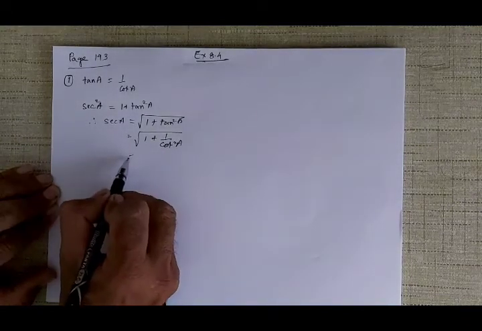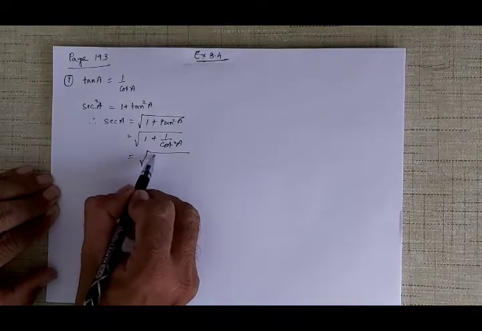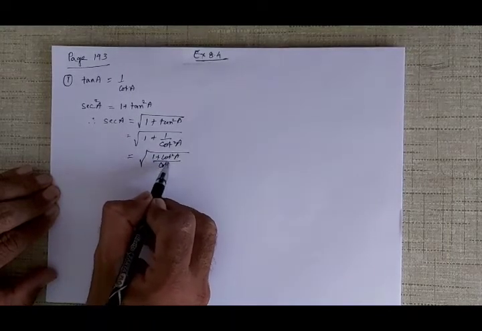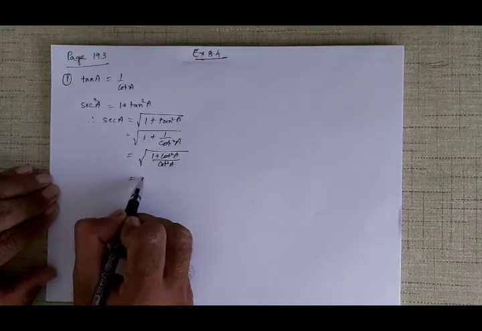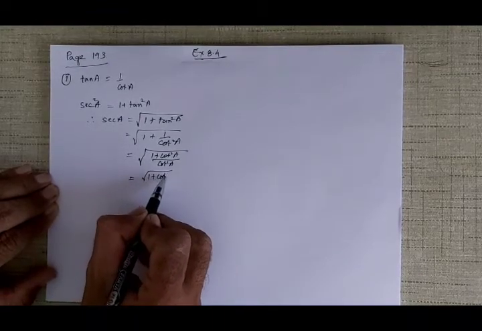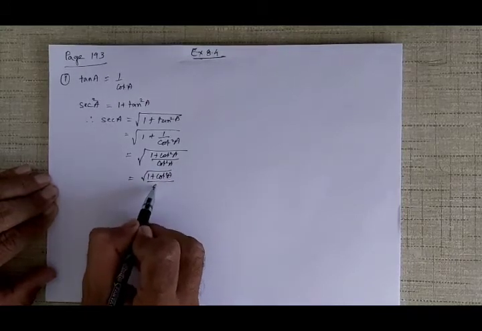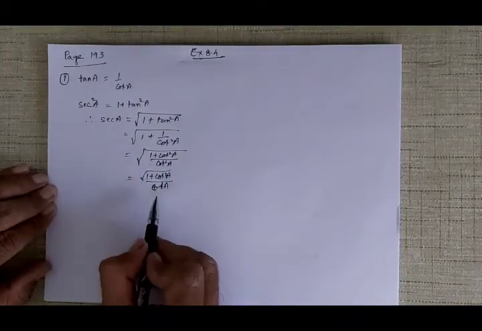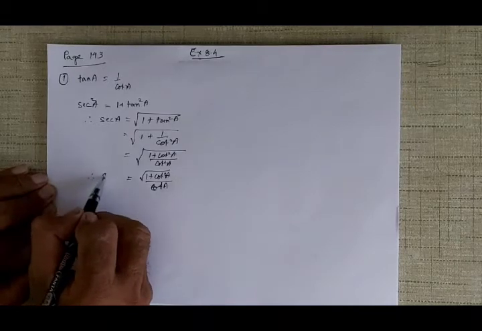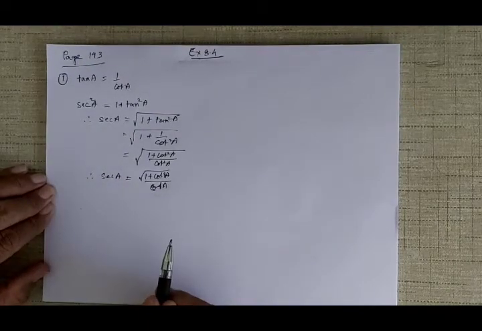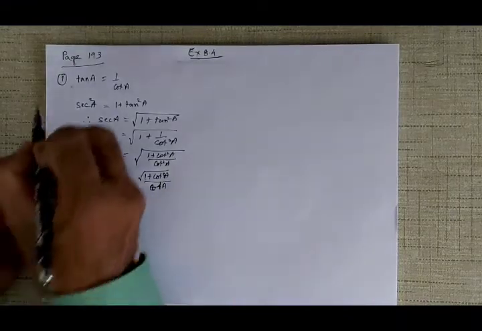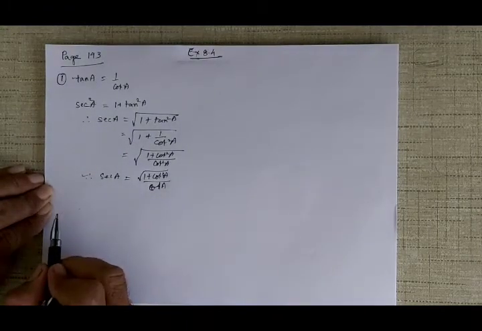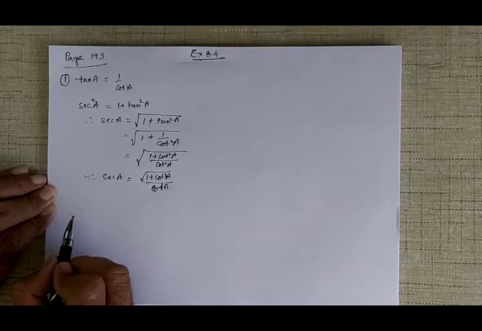Okay, now if I take this LCM inside the square root, cot square A into 1 plus cot square A upon cot square A. Okay, and remove the square root sign, 1 plus cot square A. Square root of cot square will be simply cot A. Okay, so therefore you can say that sec A will be square root of 1 plus cot square A upon cot A. Alright, so first one is tan A in terms of cot A, the second one is sec A in terms of cot A, and the third one we want is sin A.